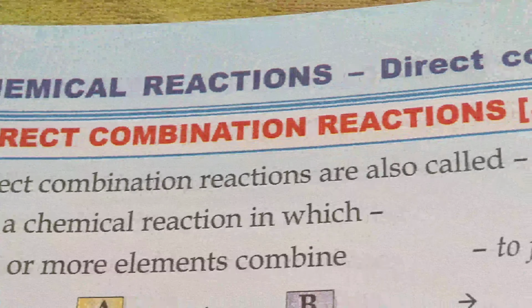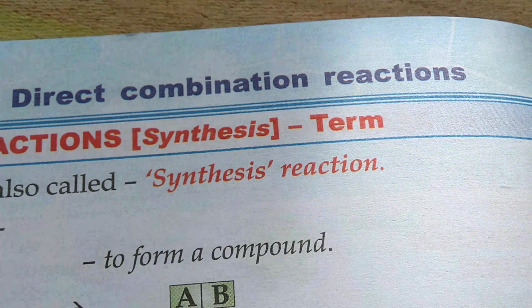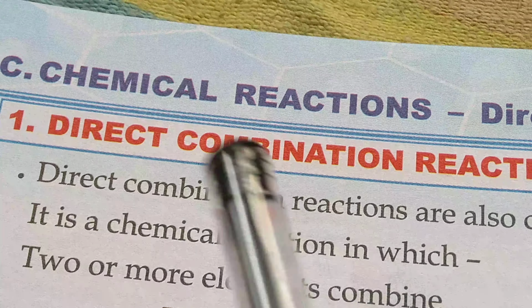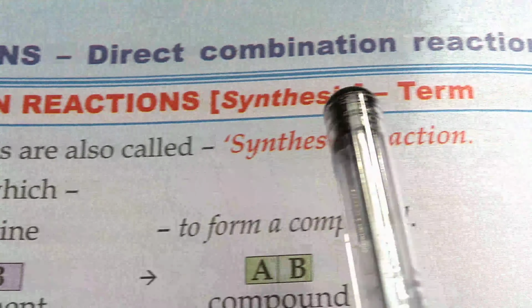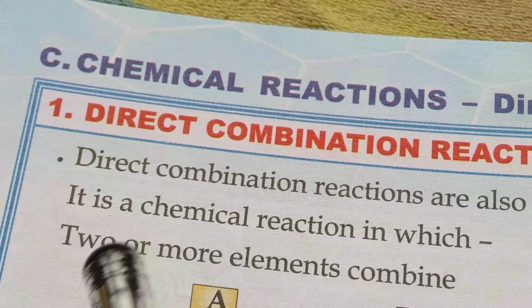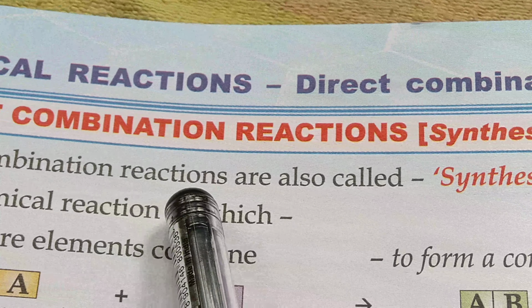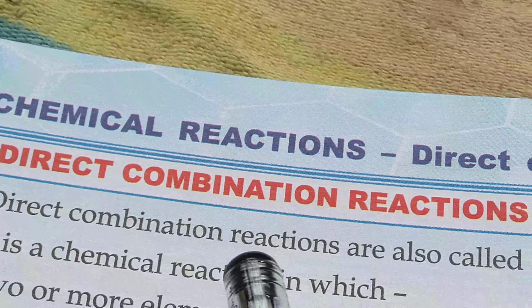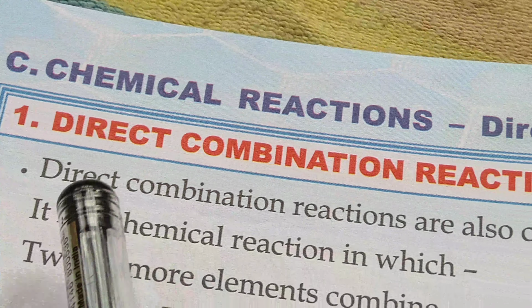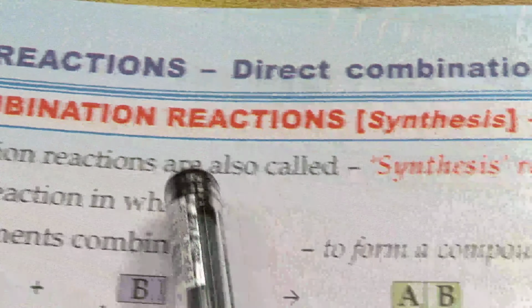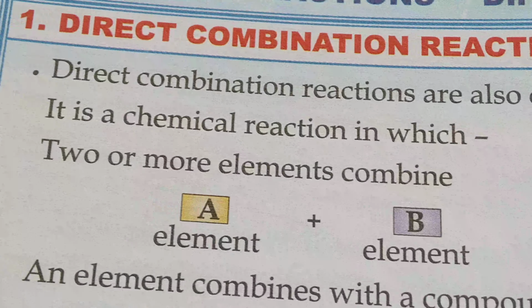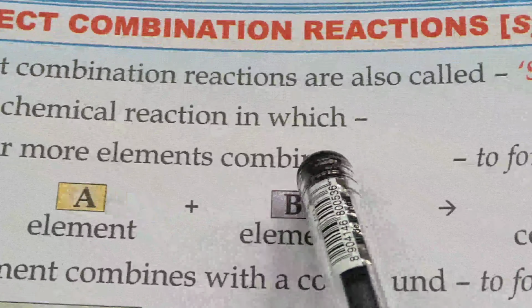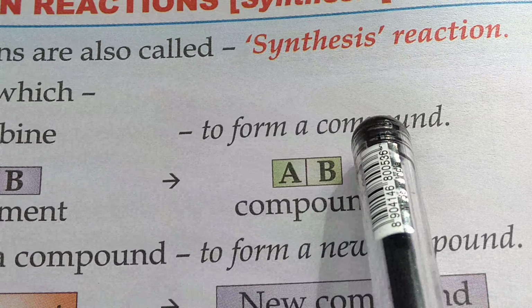Today I will discuss chemical reactions, direct combination reaction. So look at your book. Direct combination reactions are also called synthesis reactions. So first underline this one. Direct combination reaction is also known as synthesis reaction. It is a chemical reaction in which two or more elements combine together to form a single compound.